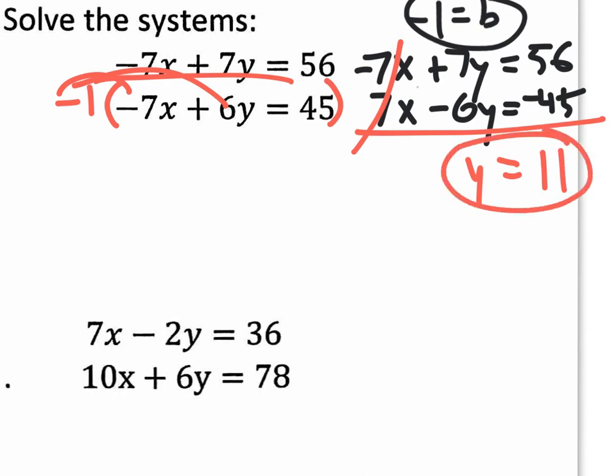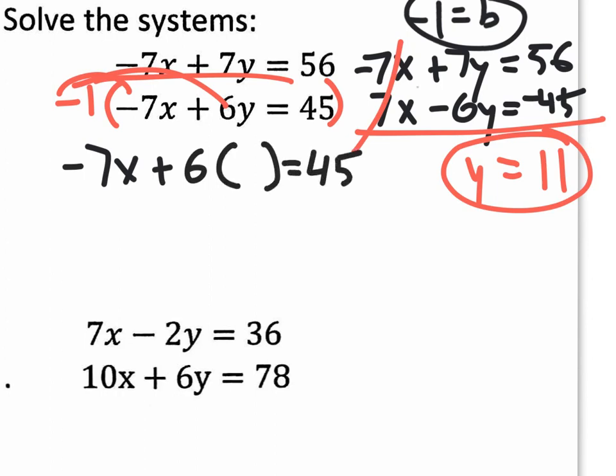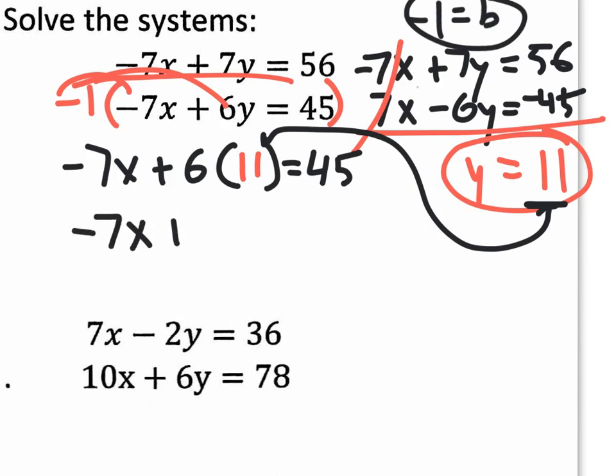How do we find the other? Plug it in. Any one you want, right? So which one, top or bottom? Bottom, okay. So you have -7x plus 6y, but instead of y, I want to put parentheses, equals 45. Now why do I put parentheses? Because I want to take this 11 right here, and I want to plug it in right in there. There's my 11. So I really have -7x plus 66 equals 45. And we're going to solve for x now.